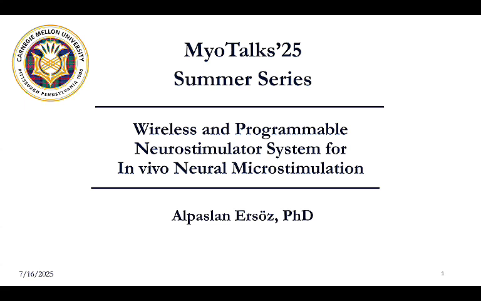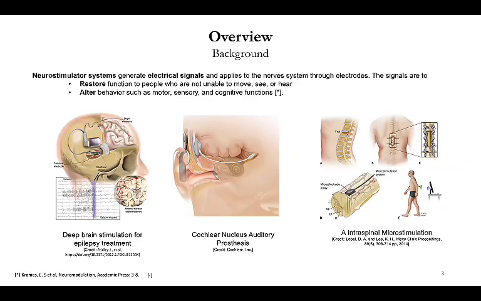And first of all, I don't know about our audience's experience, but I briefly want to mention that neurostimulators are primarily used to restore function to people who are unable to move, see, or hear. Some functions are available, but it is not easy to access or control very well, like movement, for example, in Parkinson's disease and essential tremors.